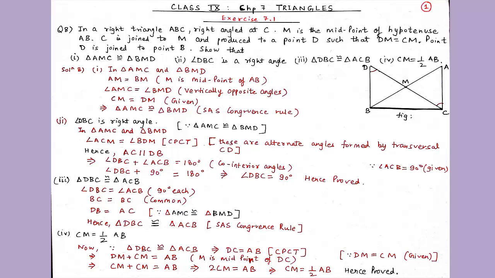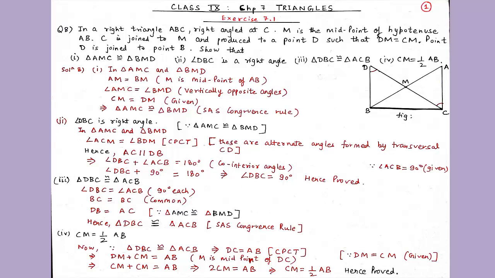So, in first part, we have to prove that triangle AMC is congruent to triangle BMD. Students, we will take both these two triangles, triangle AMC and triangle BMD. Now, as you can see from the figure, AM is equal to BM, and the reason is that M is the midpoint of AB, which is given in our question. So they are equal. Also, angle AMC is equal to angle BMD.